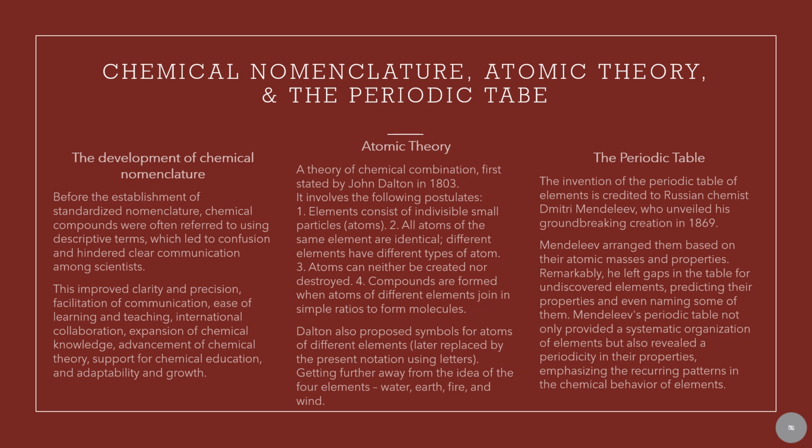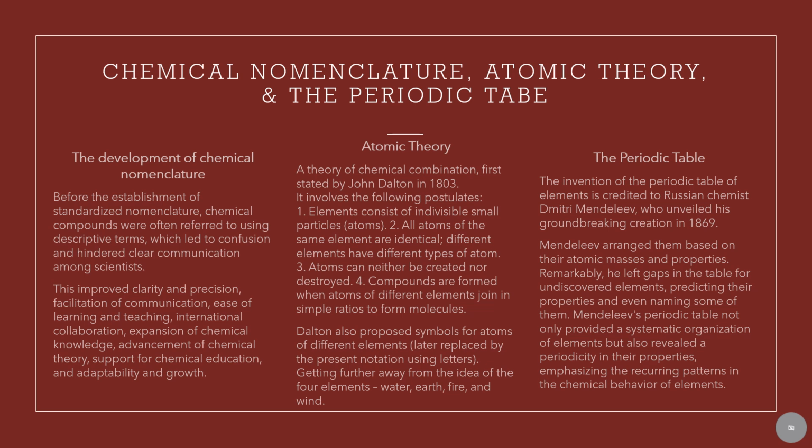So there was a Russian chemist, Dmitry Mendeleev, who unveiled his groundbreaking creation in 1869. He arranged the atoms based on their atomic masses and properties. He even knew to leave some spaces in the periodic table for undiscovered elements. It not only provided a systematic way of organizing the elements, but also revealed that the way the elements are set up in the periodic table tells you something about how the elements behave, whether you've got a spot on the periodic table for metals and nonmetals and noble gases, which don't easily interact with other elements. So it was really quite remarkable that we were able to organize these in this way.